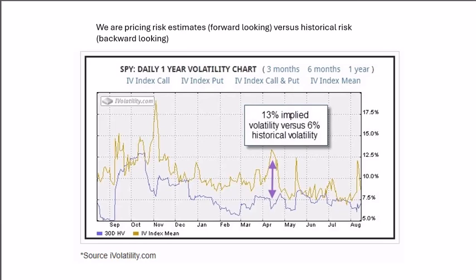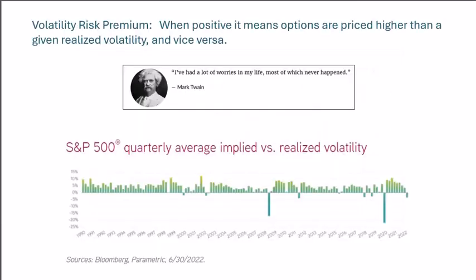Now, what we do find is that oftentimes the implied volatility or the option pricing is higher than the underlying risk, and that creates our volatility risk premium. So volatility risk premium is really at the heart of what we're doing as option sellers. Really, we're trying to capture this excess that people are paying for option premiums, excess over the underlying risk, because that is where there's a little bit of edge. And we can see that this edge really does play out over time.